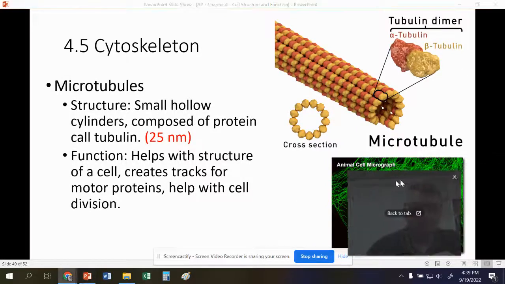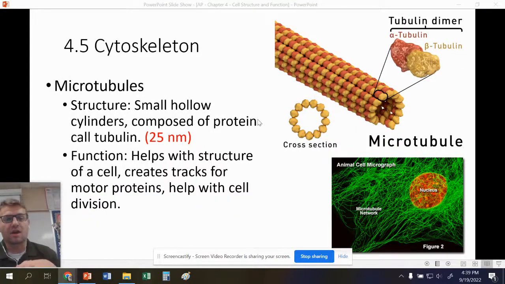Lastly, these microtubules, these are the largest of the 3. They're hollow, composed of proteins called tubulin, and again, they help move things around the cell. So all 3 things help with the support, and all 3 things help with moving things around the cell.